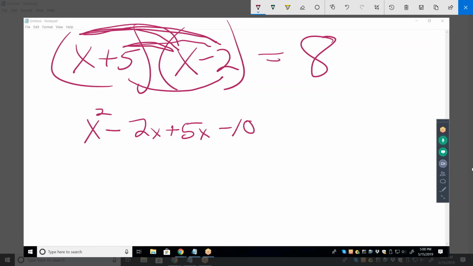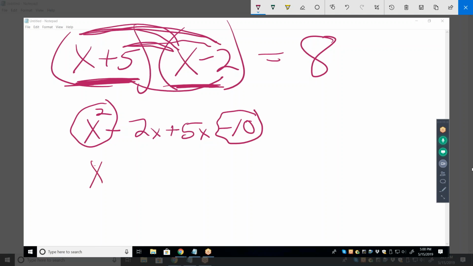Now, this is called a linear term because it's x to the power of 1. And this is a linear term. Whenever you multiply a linear term times a linear term, the only x squared you have is in that first term, and the only numbers you have are in that last term. Like terms can always be combined. So combine them and simplify it. What do you get? X squared plus 3x minus 10 equals 8.